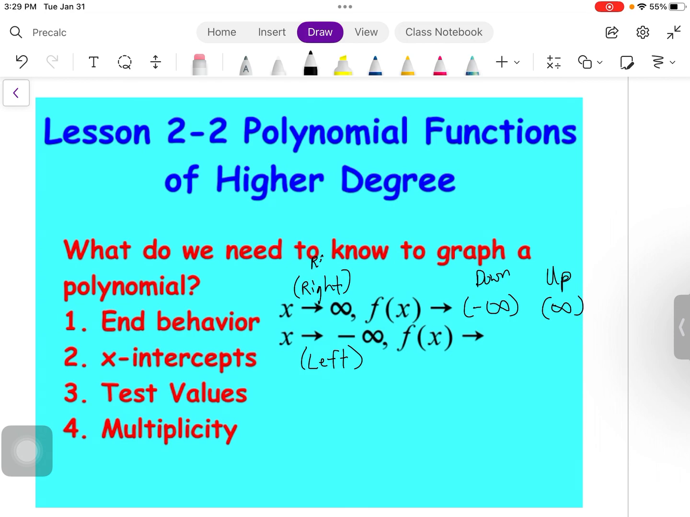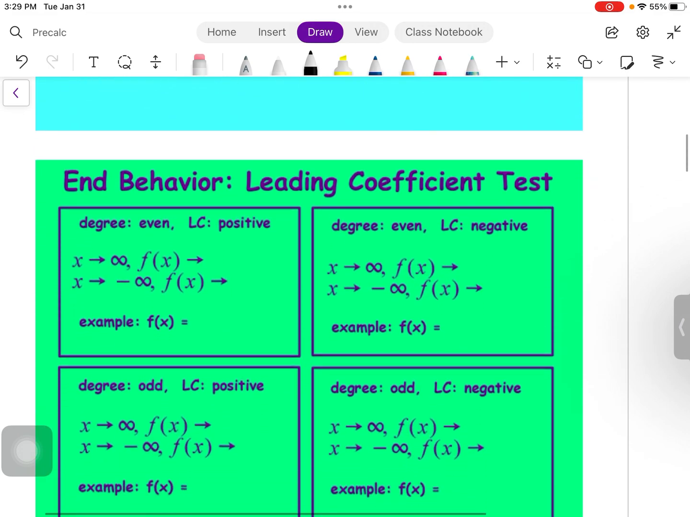Okay, your x-intercepts, we're talking about the roots, the solutions to the quadratic or the cubic or the quartic or whatever. Test values, those are just points that we're going to pick that are within the x-intercepts and at the ends of the x-intercepts to get a better look at what the graph's going to look like. And then multiplicity is talking about the curvature of the graph. So here we go. We got end behavior.